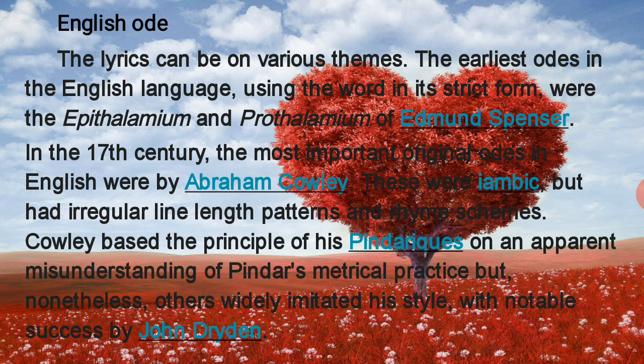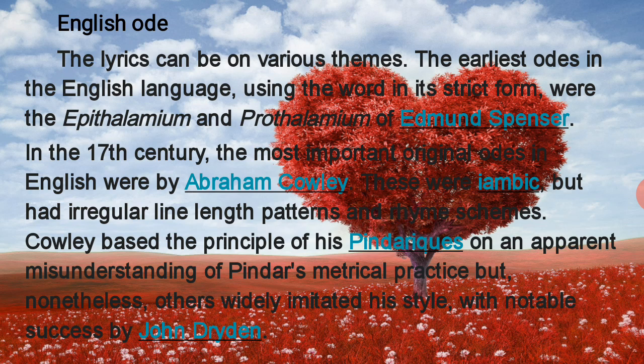In the 17th century, the most important and original odes in English were by Abraham Cowley. These had irregular line length patterns, not in regular lines, and irregular rhyme schemes. Cowley based them on the principle of the Pindaric, on an apparent misunderstanding of Pindar's metrical practice, but nonetheless others widely imitated his style.